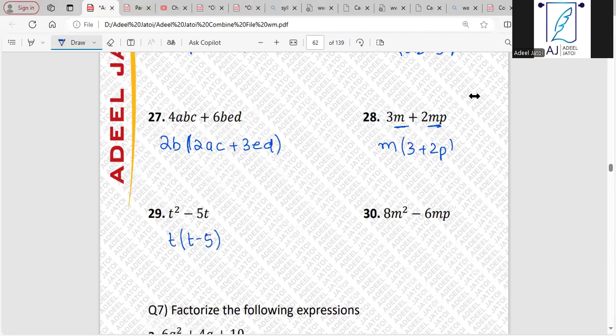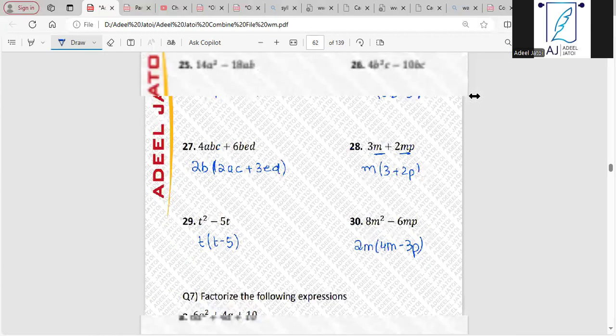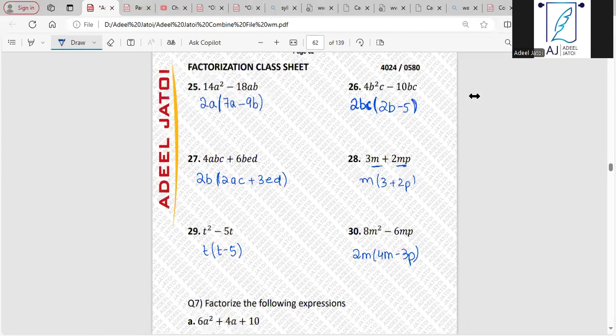And last, 8m square minus 6mp, what will this show me? This will be 2m, right? So 4m minus 3p. So these will be the 6 parts for questions 25, 26, 27, 28, 29, 30. Taking out the factor means taking out the common numbers from all these values.